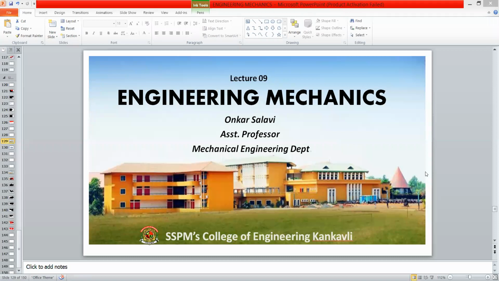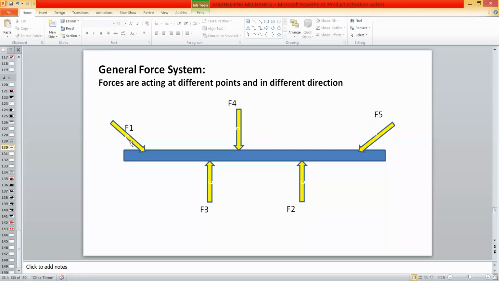So, this is lecture number 9 of engineering mechanics. During the last session, we were discussing the general force system. General force system means if the forces are acting at different points and in different directions, such a force system is called a general force system. During the last session, we saw one example on the general force system. Today we will solve one more example on the general force system.